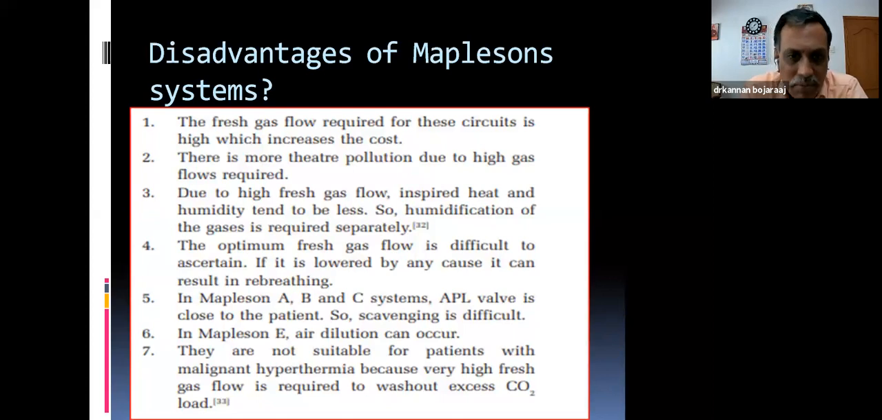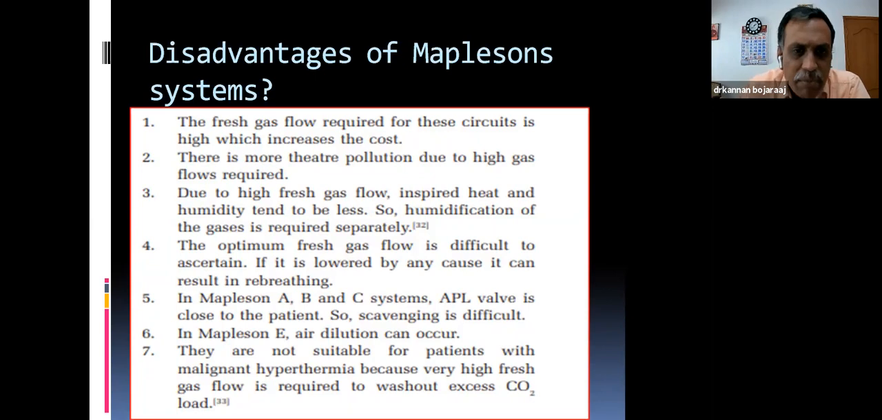That is a problem. And in Mapleson ABC systems, the APL valve is close to the patient, and scavenging is very, very difficult. There is an extra assembly which will drag the patient a little and affect the stability of the tracheal tube and the connectors.